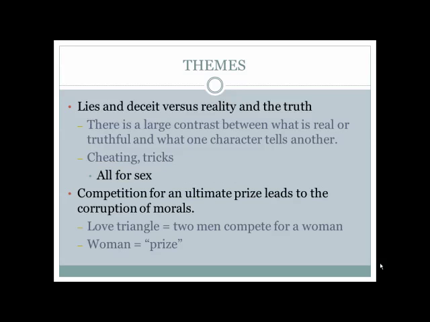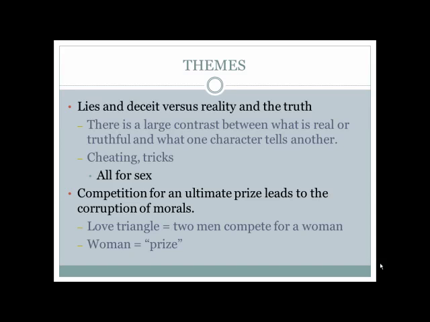We have lies and deceit versus reality and truth. There's a large contrast between what's real and what's truthful. We have Nicholas telling John that a new flood is coming, and that's the ruse to get him away so that he can spend the night with John's wife. So everyone is tricking everyone else. Why? So they can try to have sex with one another. So this is just a big, huge kind of comedy of errors for everyone to be able to hook up.